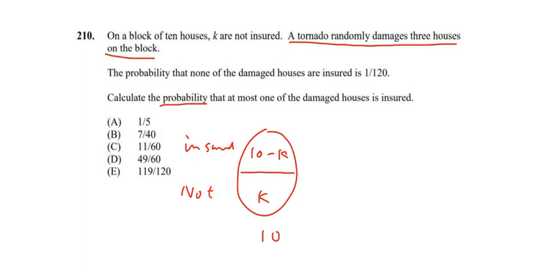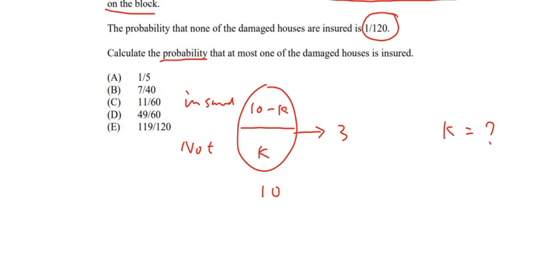So damage randomly 3, so just from here pick 3. So we want to find the K. Once we find the K, then we can find the probability. So at first we need to find the K. So how can we find the K? We just check this condition. None of the damaged houses is insured is this.